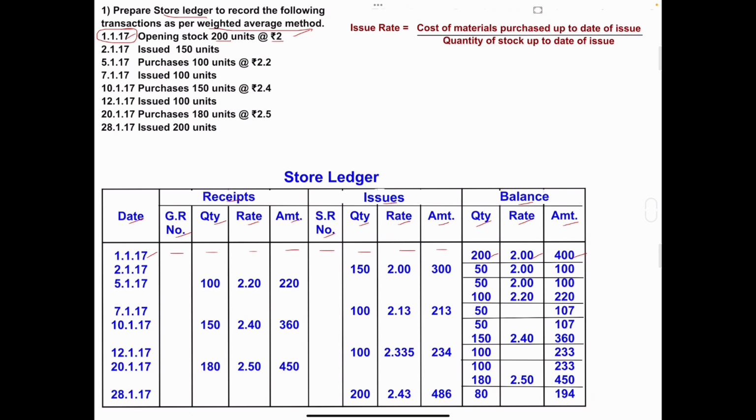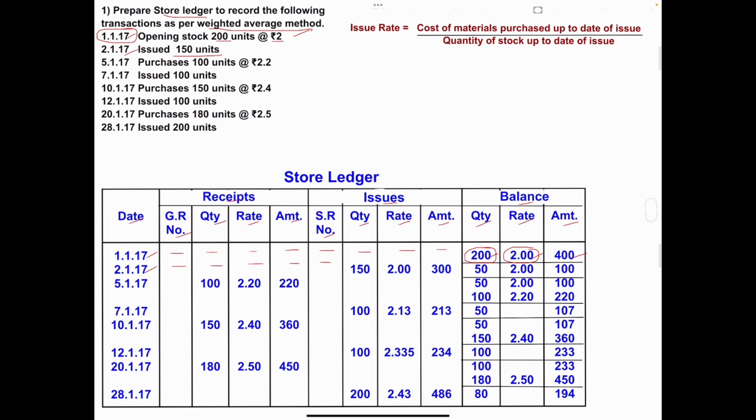Next entry is on 2nd January 2017, issued 150 units. 2nd January, receipts column, nil. Issues. Total how many units we have to issue? 150 units. See the previous balance. In balance, we have 200 units at rupees 2 per unit.